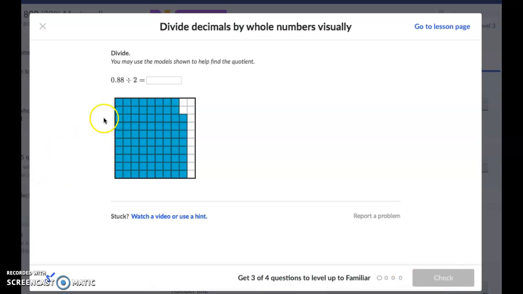So in this example, this block is one whole, and each individual block is 1/100th because there are 100 cubes shaded in here. So in this case, 0.88 divided by 2. So there are 88 cubes shaded in. If we divide that in 2, what is half of that? It would be 44 hundredths. So 88 hundredths divided by 2 would be 44 hundredths.